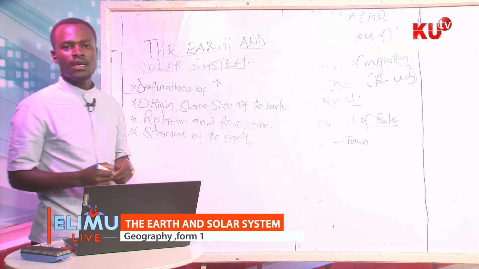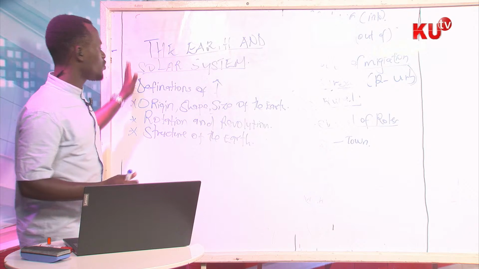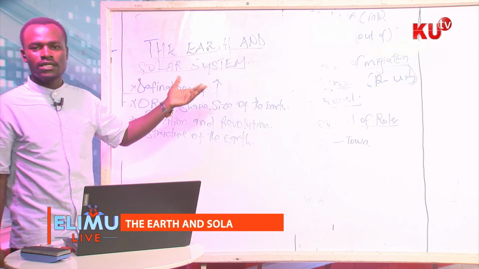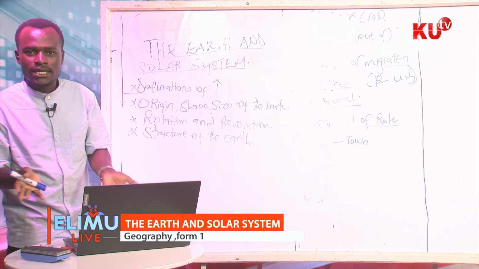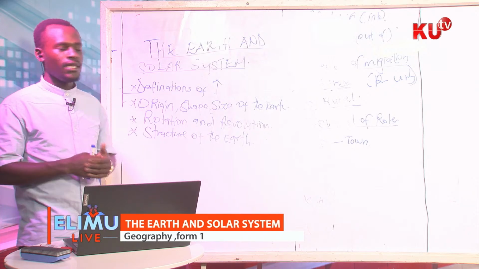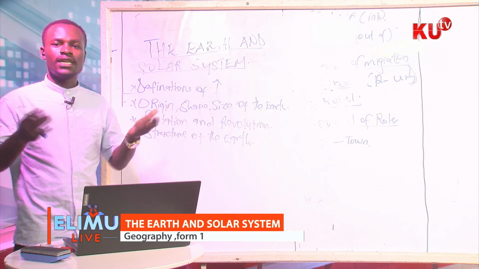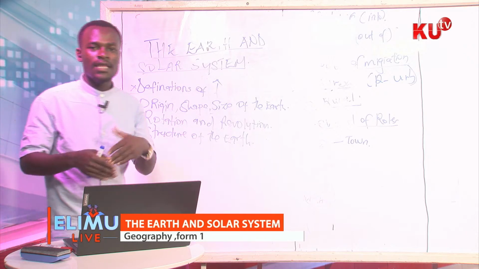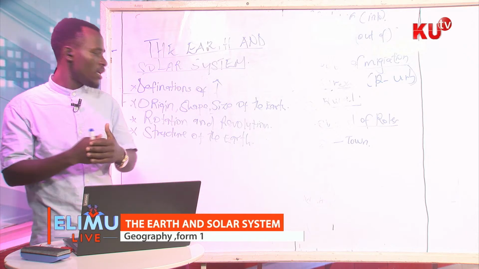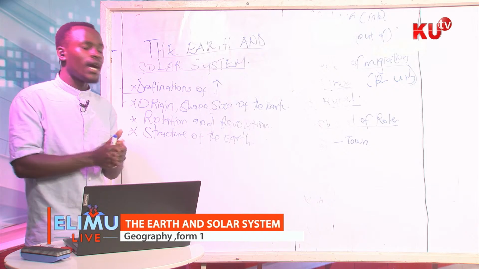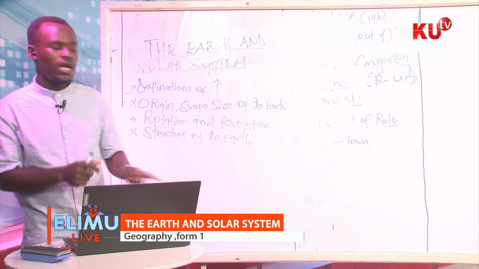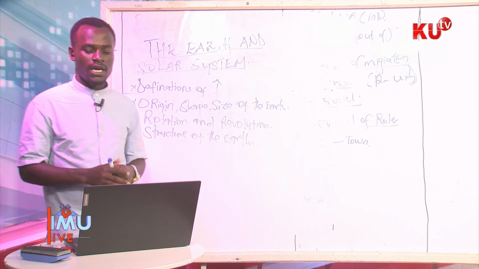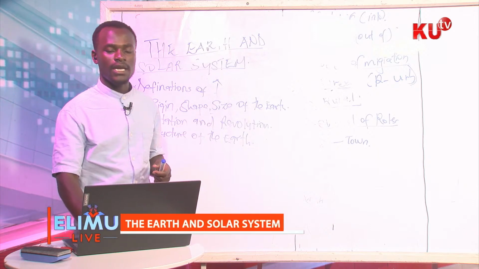So class, at the end of this topic, you are supposed to define the Earth and the solar system and tell us what the solar system entails. You are also supposed to describe the origin, shape, and size of the Earth and other celestial bodies. We are also going to look at rotation and revolution, and finally, the structure of the Earth.